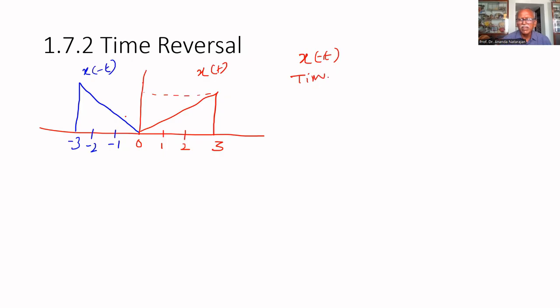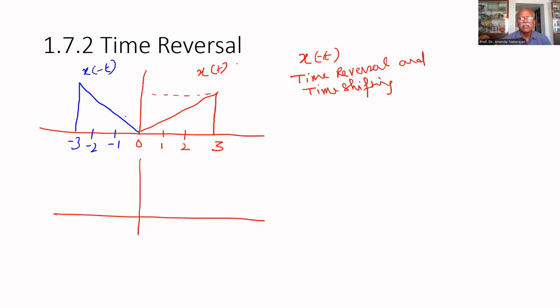Combination of time reversal and time shifting. Time shifting will be used in many places. Now let us see the combination of time reversal and time shifting. Suppose I want to delay the x of t by, let us say, 2 seconds.